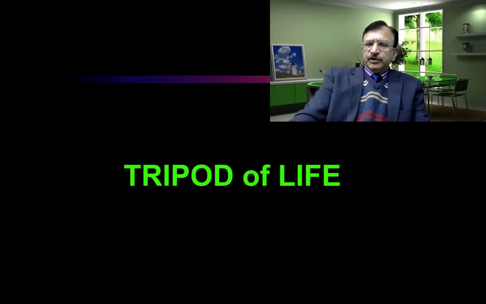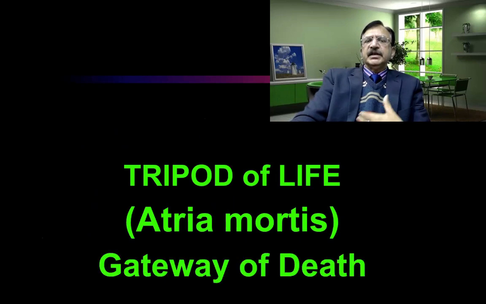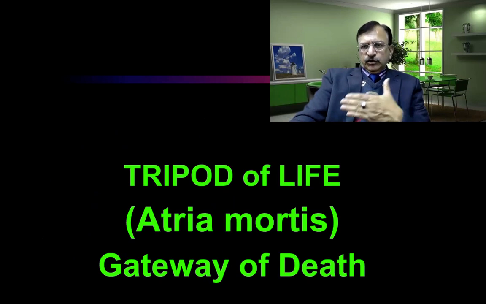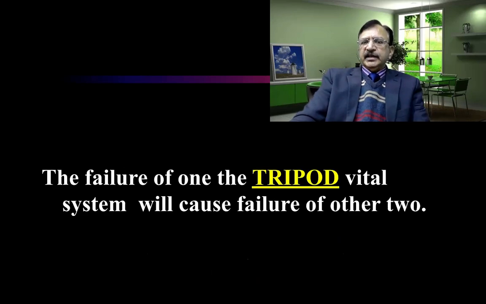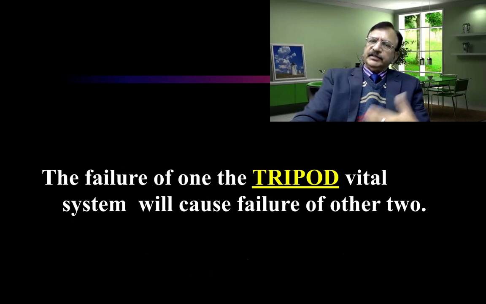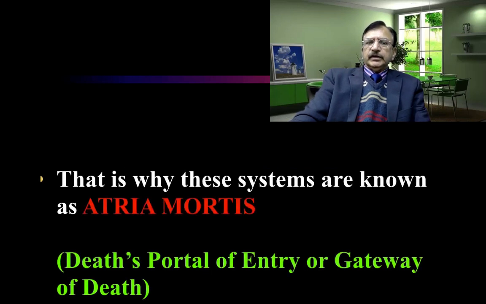Now, the tripod of life is also called atria mortis. That means gateway of death. Because loss of any vital system will lead to the gateway of death, that is atria mortis. Because if one system collapses, the other two systems cannot maintain life independently. That means the failure of one tripod vital system will cause failure of the other two. And this will lead to the death of the individual. So that is why these systems are known as atria mortis, that is the gateway of death, death's portal of entry.